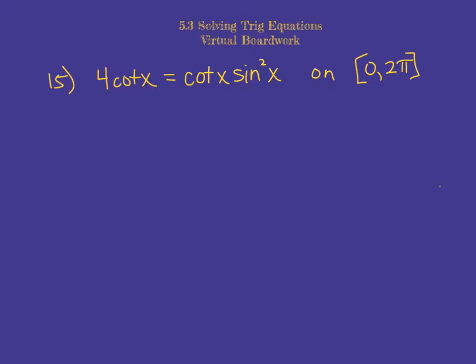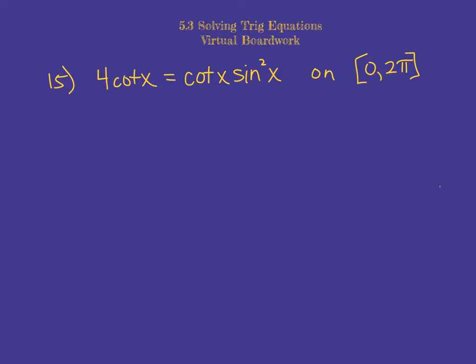Okay, this last one here for our virtual board work is going to involve some factoring. We know that because we have two trig functions being multiplied here. In this case, we only want answers on the unit circle, 0 to 2 pi. So we don't need the plus k or plus 2k pi or anything there because we're only going around the unit circle once, not multiple times. All right, so let's go through this one. If you feel confident, pause and just see how you do.